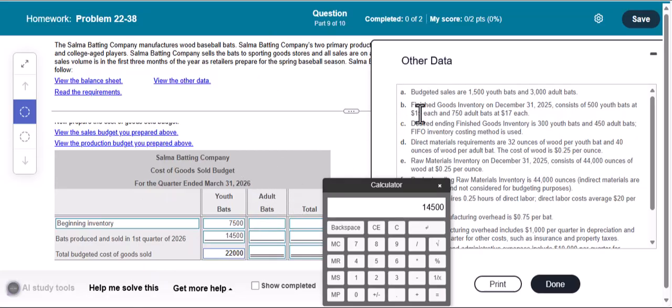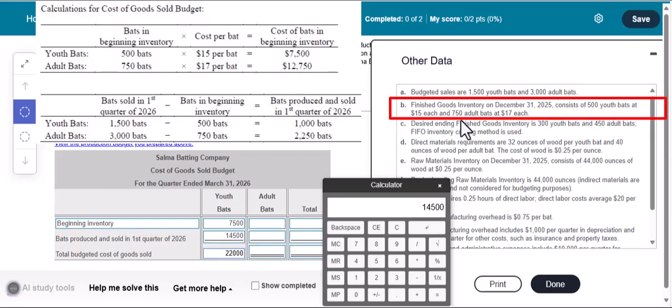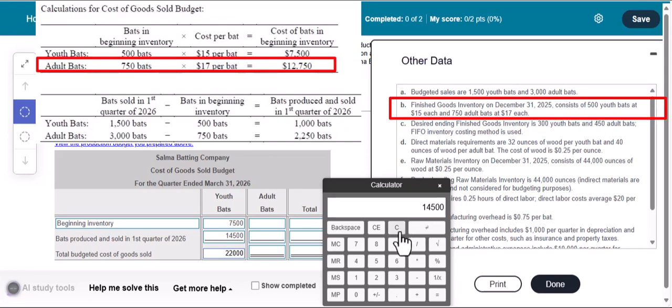So in order to get that here, we're going to go to the end of last quarter, the finished goods here. That consisted of 750 adult bats at $17 each. So again, that layer is going to get sold. So we have to multiply 750 adult bats times $17 apiece. And that is going to give us 12,750 for the beginning inventory here. And again, that's just the first layer out of these 3,000 bats that we're selling. They were at a different cost to us.